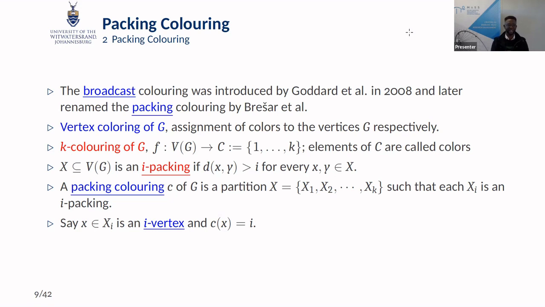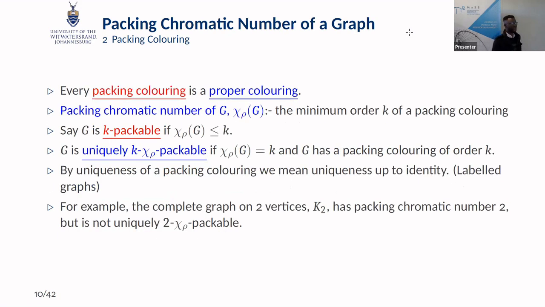We say that a vertex is an I vertex if the color assigned to that vertex is I. So that is what we are defining. We are always used to proper coloring, which says that I don't want two adjacent vertices to have the same color. So automatically our pattern coloring is a proper coloring, but not all proper colorings are pattern colorings. And then, if we now have a pattern coloring, we want to know what would be the pattern chromatic number of that graph. The pattern chromatic number of a graph is simply the minimum order K of a pattern coloring.